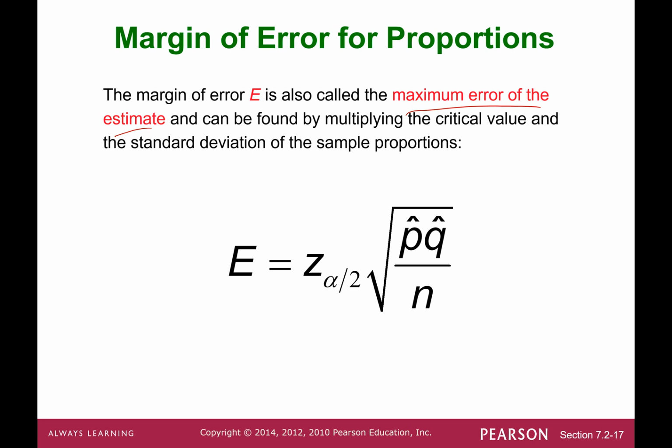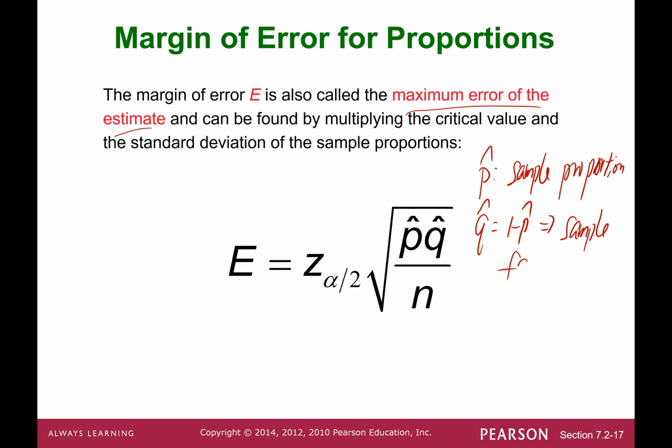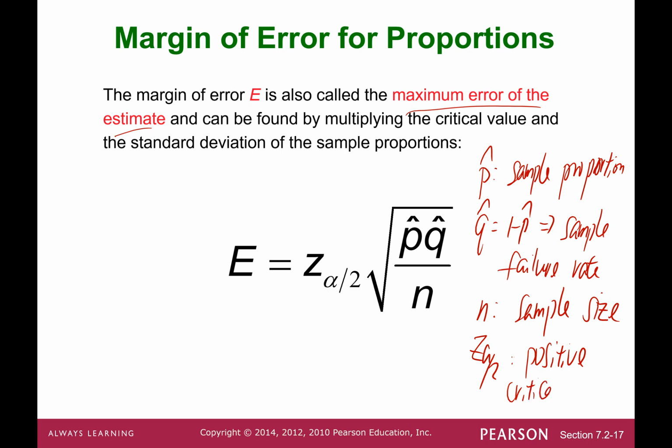Here p hat represents the sample proportion, or the sample success rate. q hat is equal to 1 minus p hat; we call this the sample failure rate. n represents the sample size. z alpha over 2 is the critical value, the positive critical value. So that's the formula we use to calculate the margin of error.